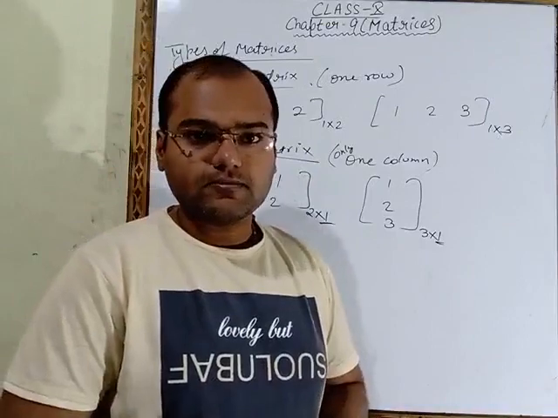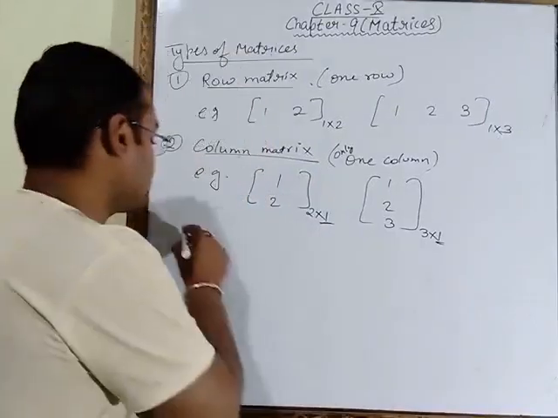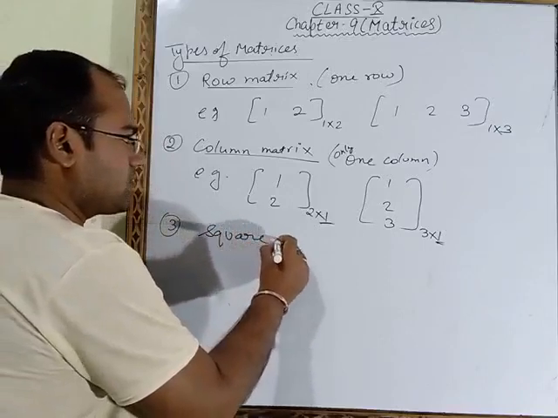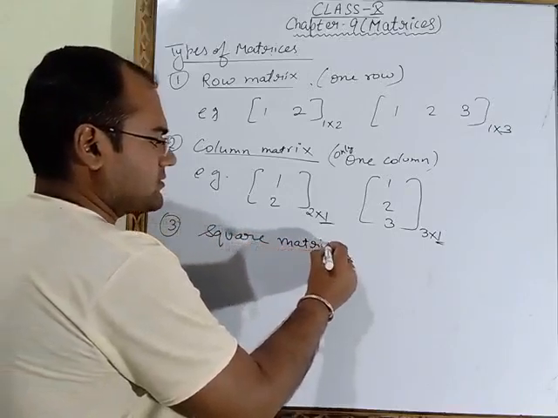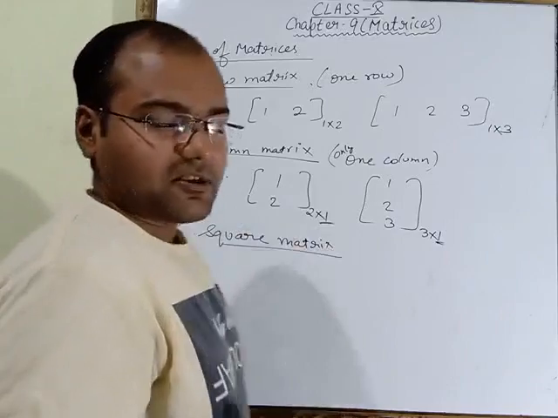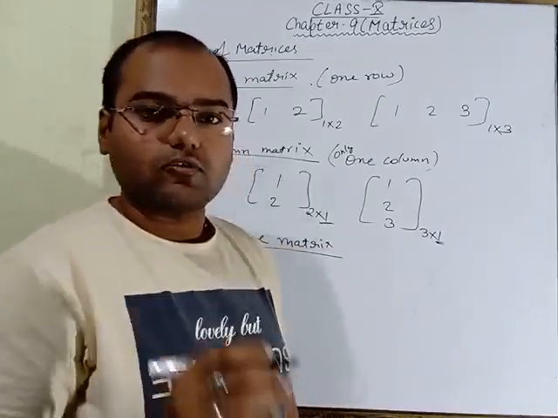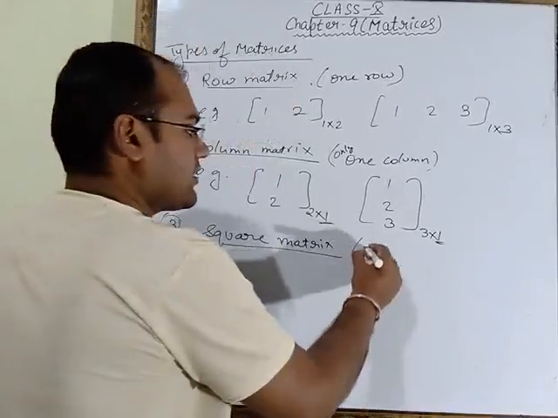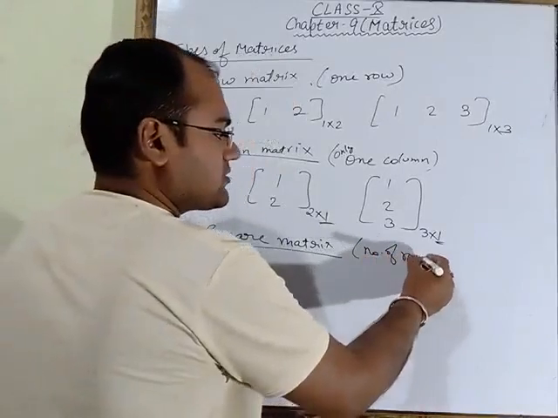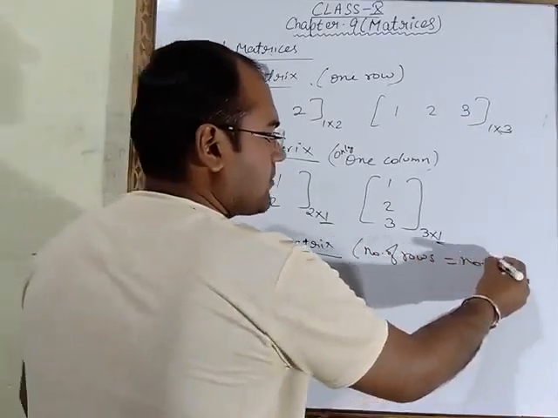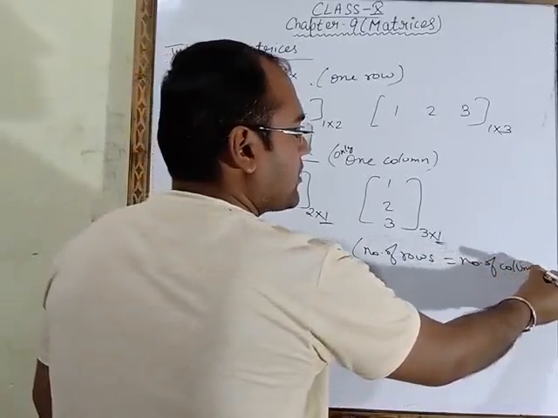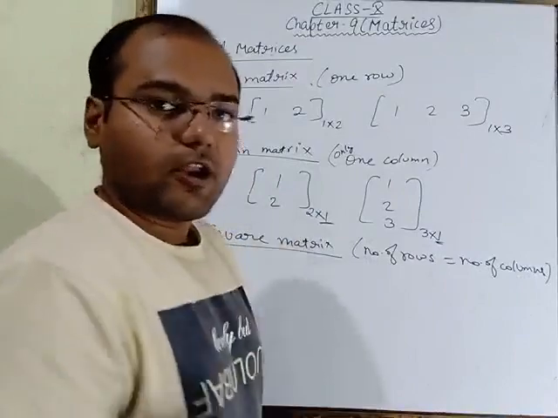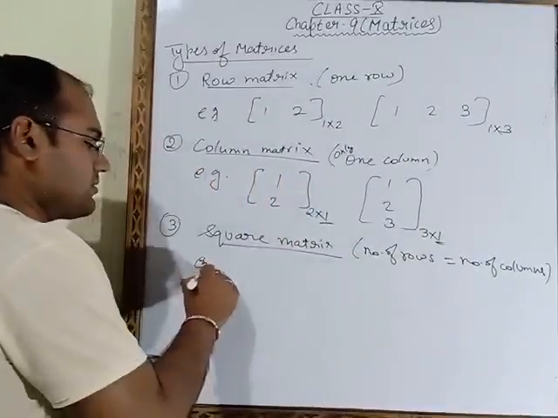Now the third type is the square matrix. Third one is square matrix. A square matrix is a matrix in which the number of rows and the number of columns are equal. What did I say? If the number of rows and the number of columns are equal to each other, then we will call that matrix a square matrix. Now let's take some examples.